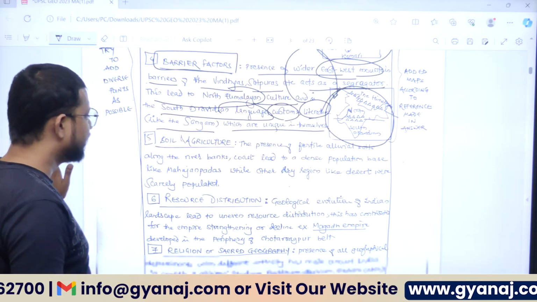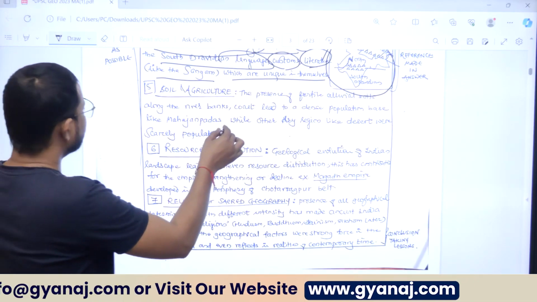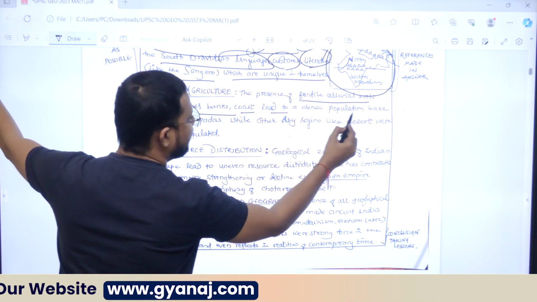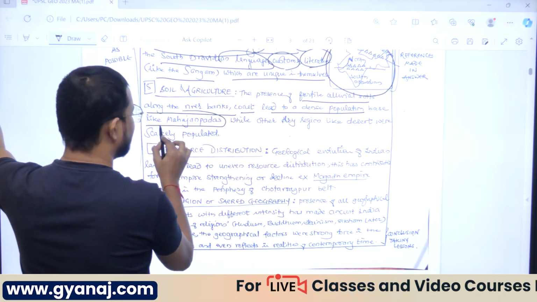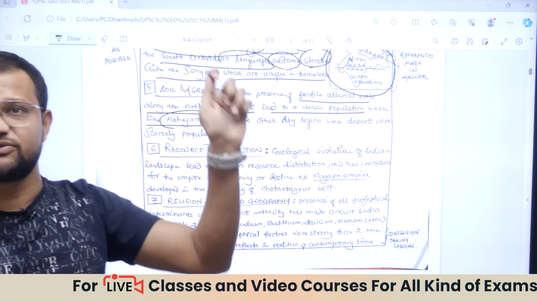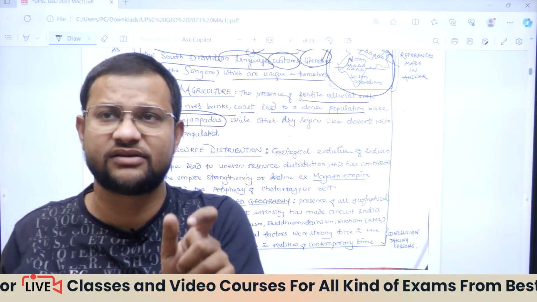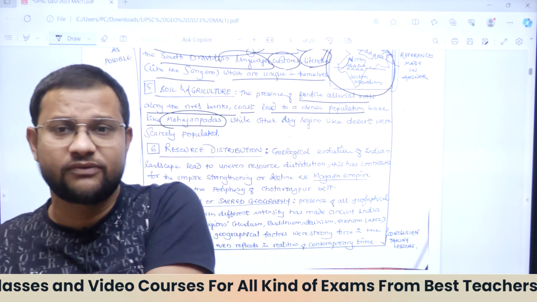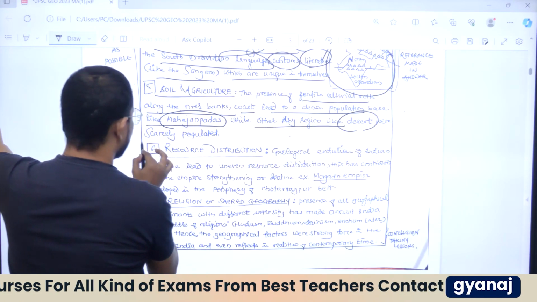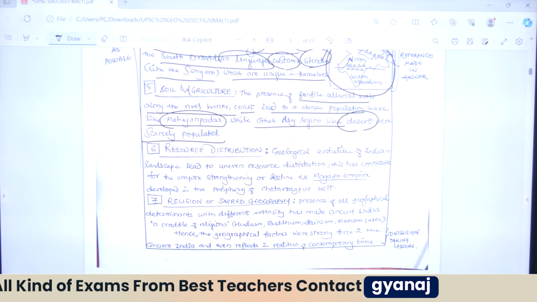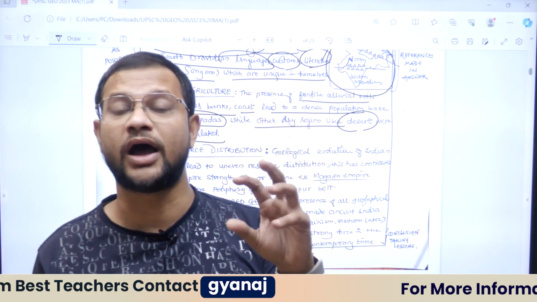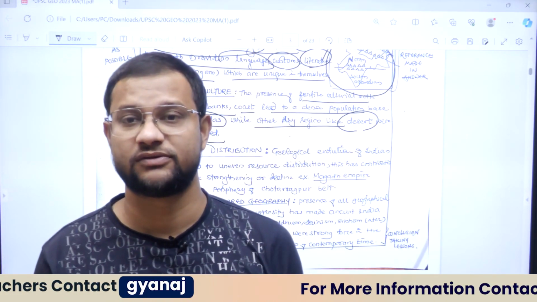So the next point is soil and agriculture. The presence of fertile alluvial soil along the river banks and coast leads to a dense population base like the Mahajanpadas. Look at the flow, sir: you will find, starting from modern man, Indus Valley civilization, South Indian civilization, Sangam literature, Mahajanpadas, and then you can further add empire builders, right? While other dry regions like deserts were scarcely populated. How it leads to the development of ancient India? Yes, you need to have this many examples.